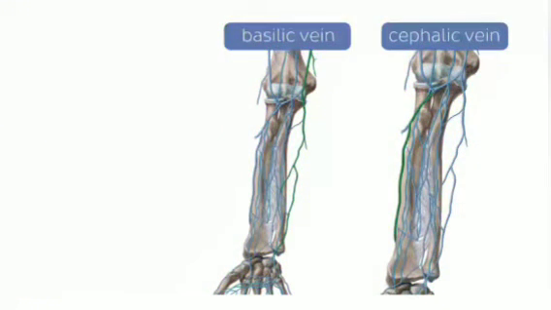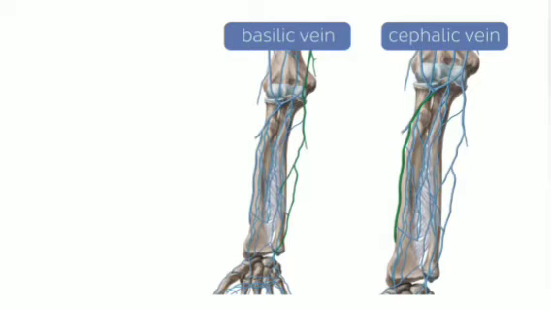We are going to move on and start talking about the different veins of this region of your body, the forearm, and you see them now highlighted in green. The basilic vein on the left side, on the image on the left side, while you see on the image on the right side, the cephalic vein highlighted in green.